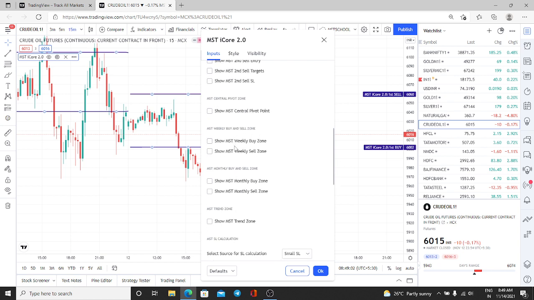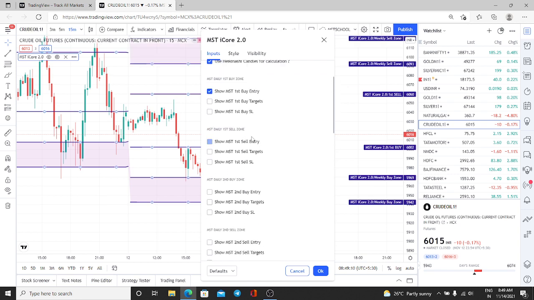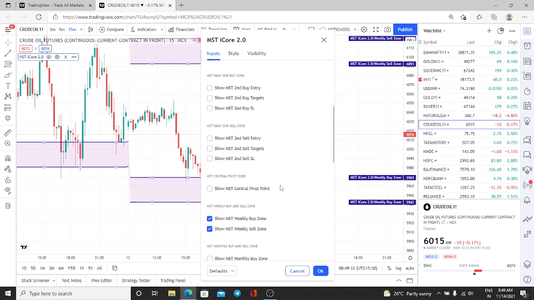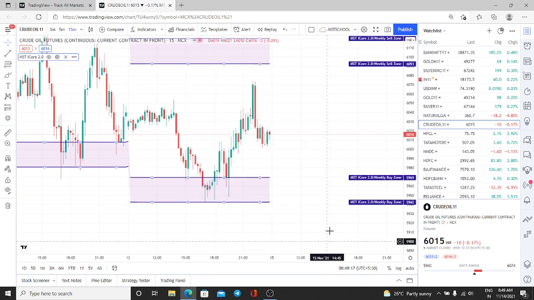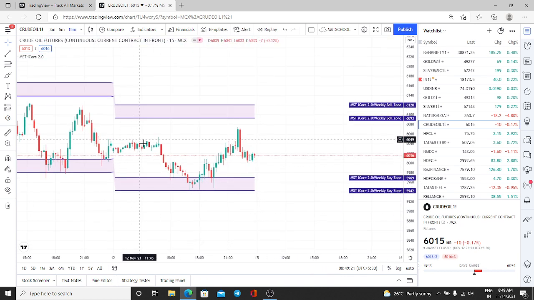Come down. So here you can see the weekly buy zone and weekly sell zone. Weekly buy, weekly sell. So here you can see, now the market has touched this point, 69 exactly, and it has reversed.